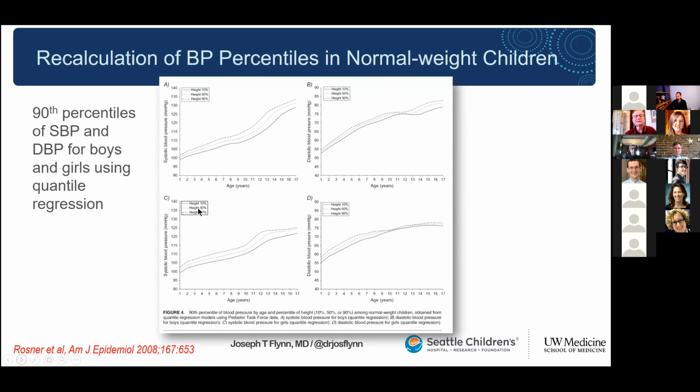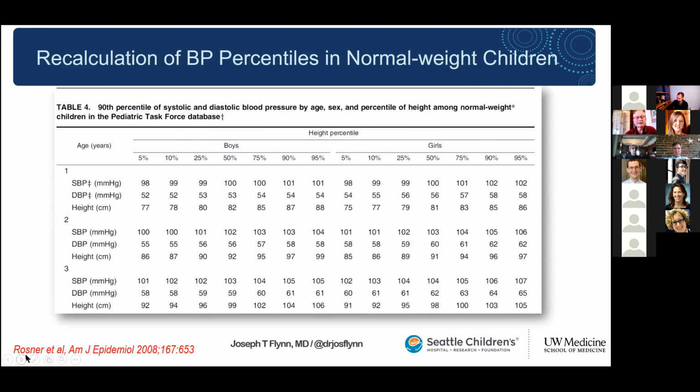This is the curve for 90th percentile of systolic and diastolic blood pressure for boys and girls using quantile regression. And these looked a lot better than the curves produced by other methods. And they also included tables, sort of like the tables that were in the fourth report. And they even looked at, well, what does this mean?